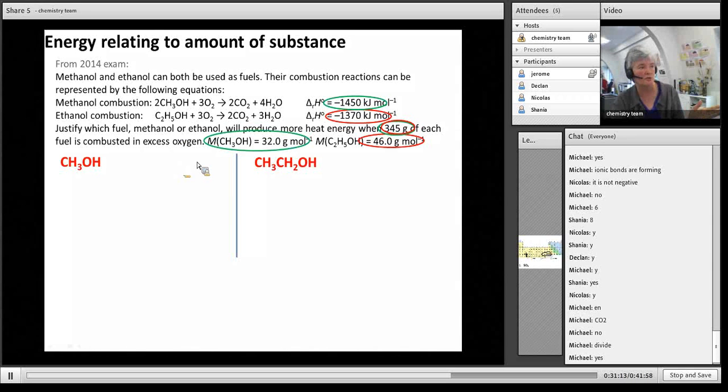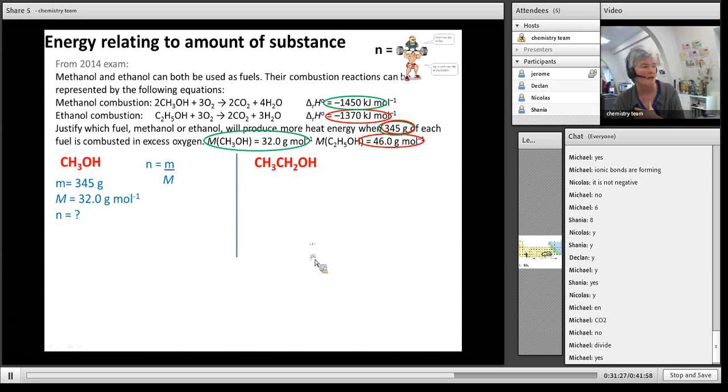So I like always drawing a line and doing everything for the methanol on one side and everything for the ethanol on the other side. That way you're not going to get muddled between the two. Then, as I say, list everything. It's always a good idea to list. Then think of your n equals m over M, and do the calculation.